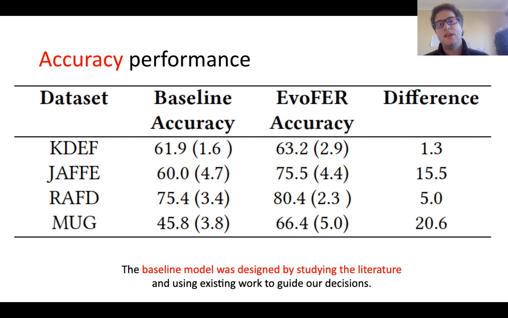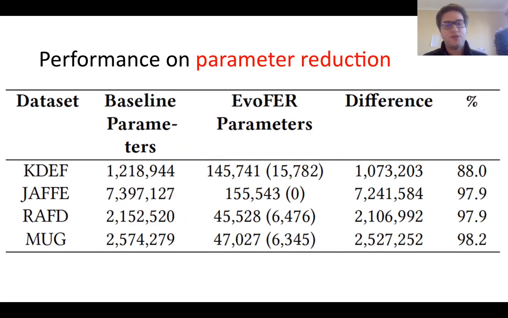In some datasets there's a small difference in performance, and in some datasets there's a large difference in performance. And to determine the CNN, we studied a lot of articles and literature, which helped guide our decisions in building the CNN. And here's also a table that shows the difference in parameters, since one of our research objectives was to reduce the number of parameters without a big loss in performance.